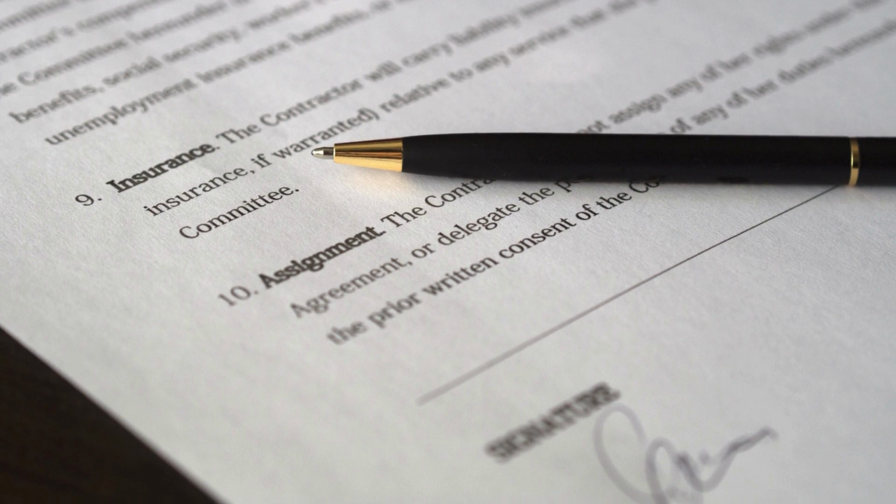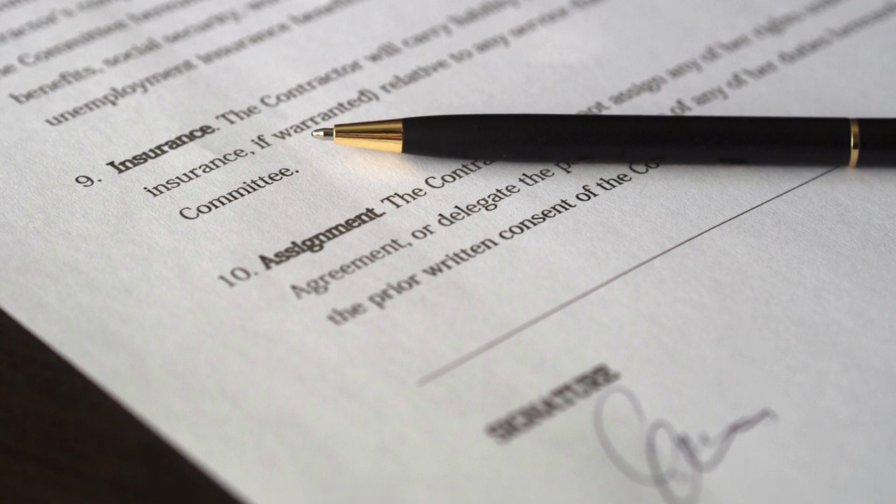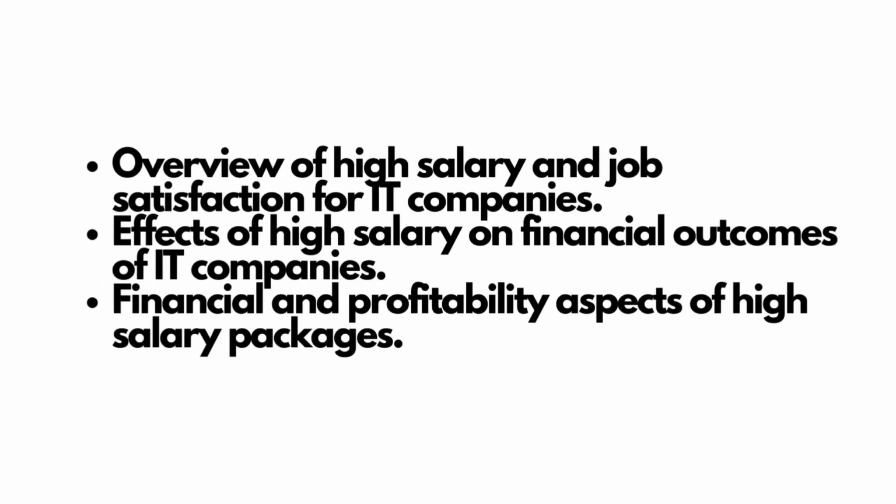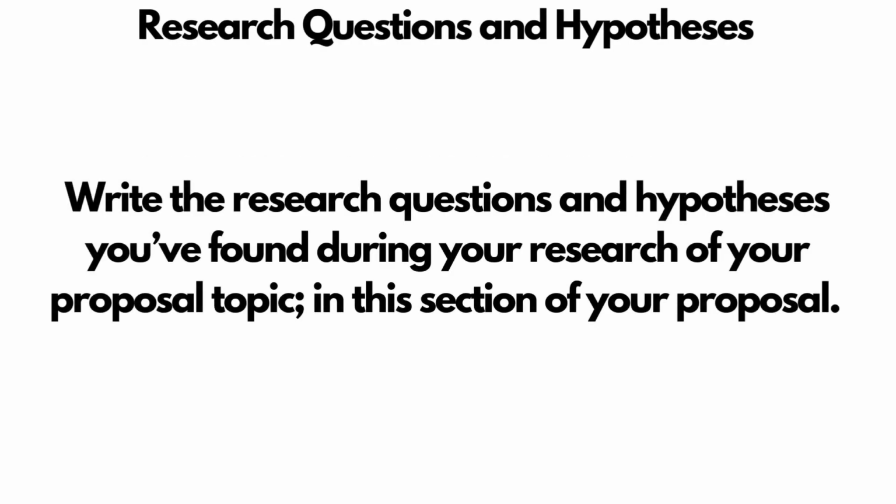If you are writing a large literature review for a research paper, thesis, or dissertation, you can divide it into different sections. For instance, suppose you are writing a literature review on the topic, Effects of High Salary on the Profitability of IT Companies. In this case, you can divide your literature review into the following parts. Overview of high salary and job satisfaction for IT companies, effects of high salary on financial outcomes of IT companies, and financial and profitability aspects of high salary packages. Research questions and hypotheses. Write the research questions and hypotheses you've found during your research of your proposal topic in this section of your proposal.